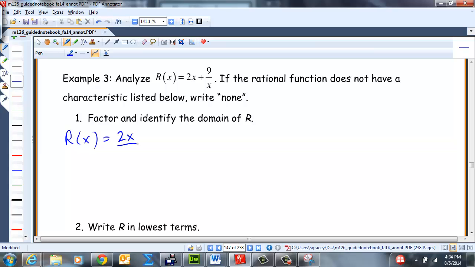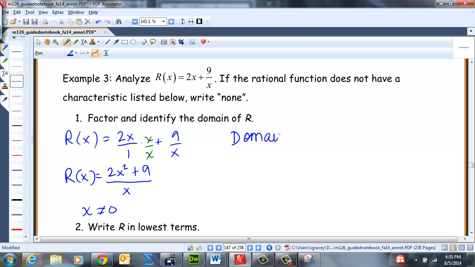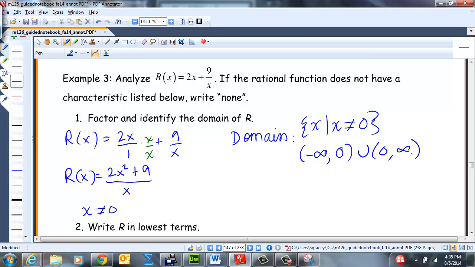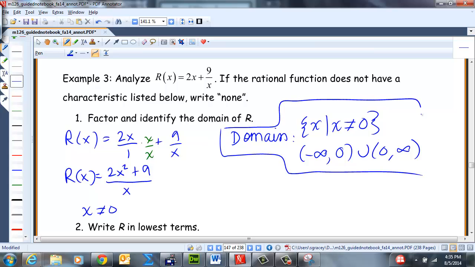So we have 2x over 1 plus 9 over x. So what we need here is this guy needs to be adjusted. So r of x can be written as 2x squared plus 9 all over x. So the domain is basically going to be that x cannot be 0, or in interval notation, so there we go.